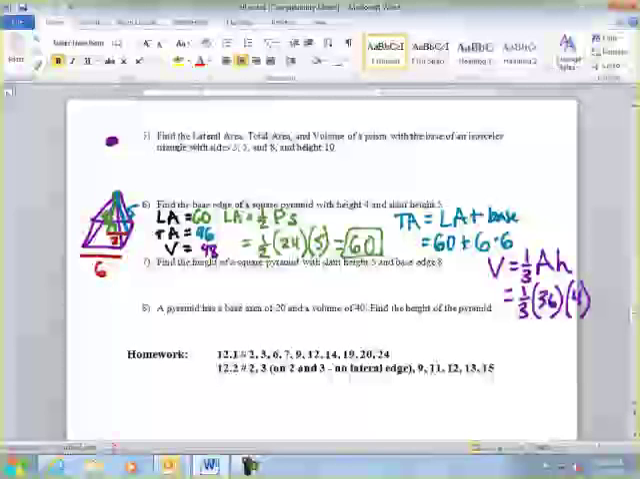Total area is the area of the entire shape. So all of the side faces and also the bottom face. Lateral area is just the area of all those triangles that would make up the sides of the pyramid. Other questions on that problem? Okay, for number 7 then, again we're talking about a square pyramid.